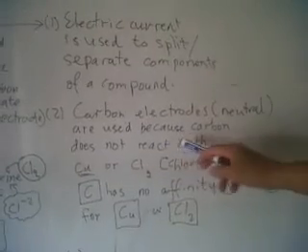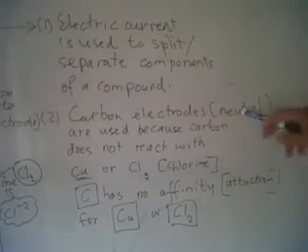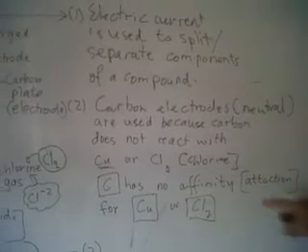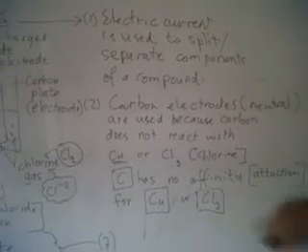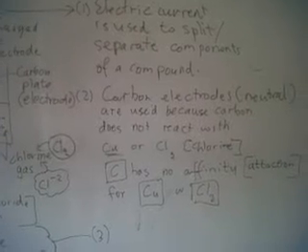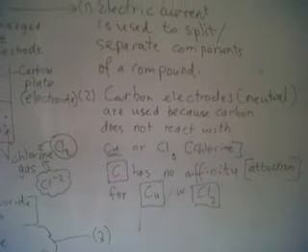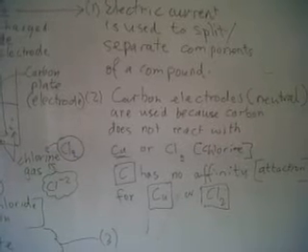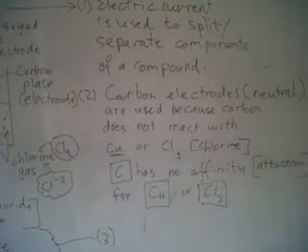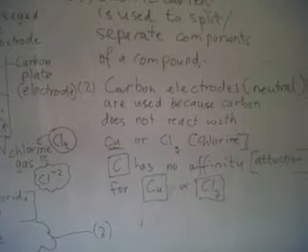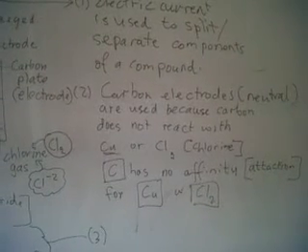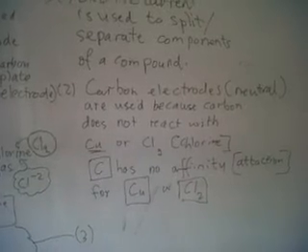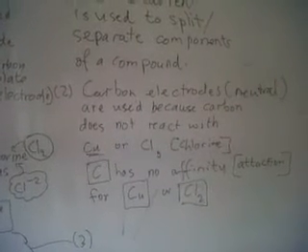And then the carbon electrode: why do they use a carbon electrode? Because it's neutral, it's not affected, it doesn't have an attraction for chlorine or for copper. It doesn't need it. So they use that, it's a neutral kind of plate. And that will create the possibility, as an electrolyte, to split the two components of a compound.